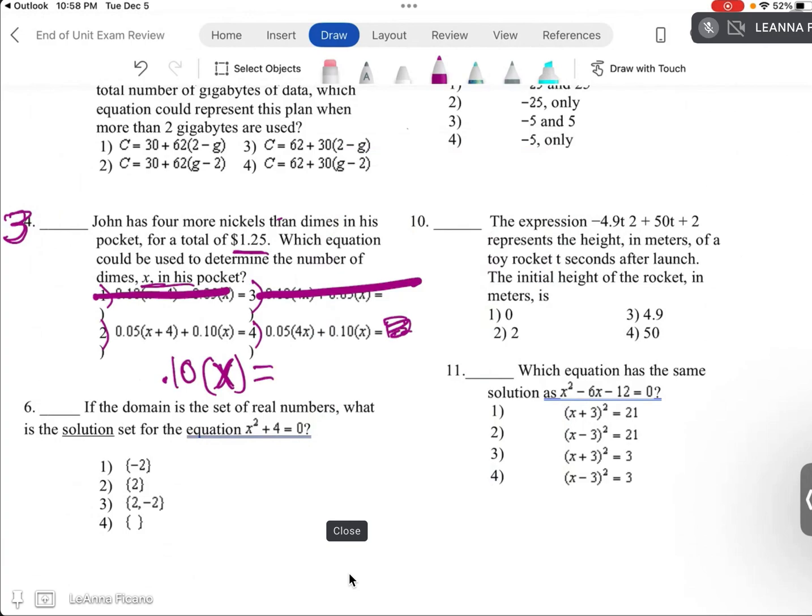Now, he has 4 more nickels than dimes in his pocket. So X is the number of dimes, and he has 4 more than that. That's a plus sign, right? And then we're adding it together. We're talking about nickels, so nickels goes with 4 more nickels than dimes. Which one looks like that? That would be the second answer. The other one says 4 times as many nickels as dimes, but it doesn't say that. It says he has 4 more nickels than dimes. Okay, let's take a look at the next question.